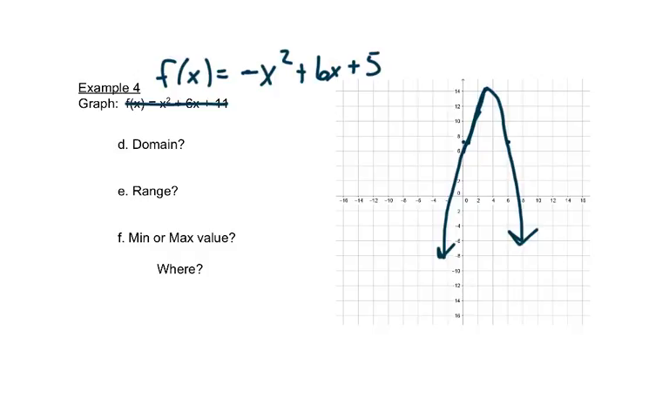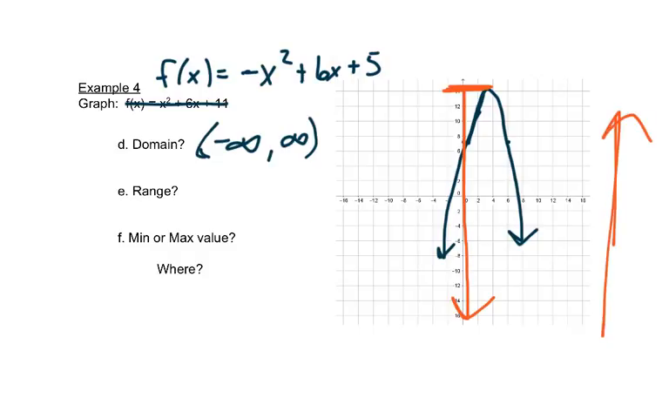The domain is always all real numbers because x can be anything we want. Now the range here, you can see the y values go from that vertex and go this way. But we want to read the range always from the bottom up, the y values. So we would have to start at negative infinity, and then it goes up to 14, and 14 is included.